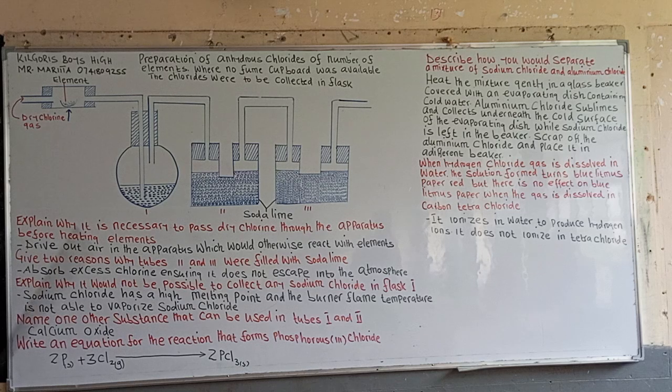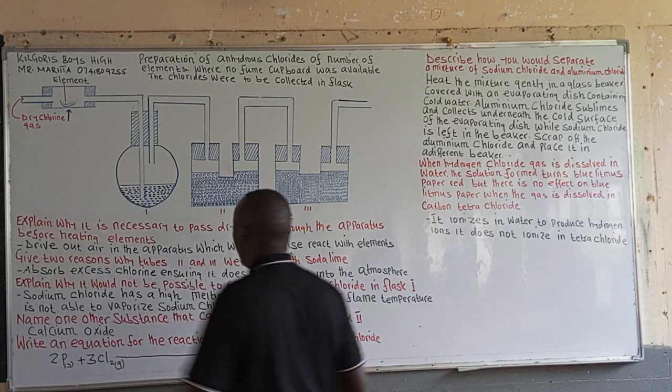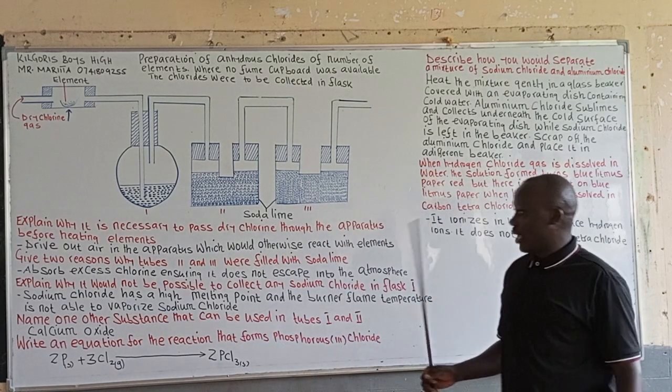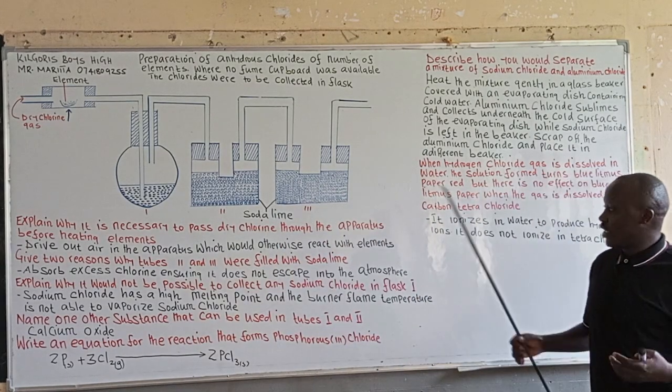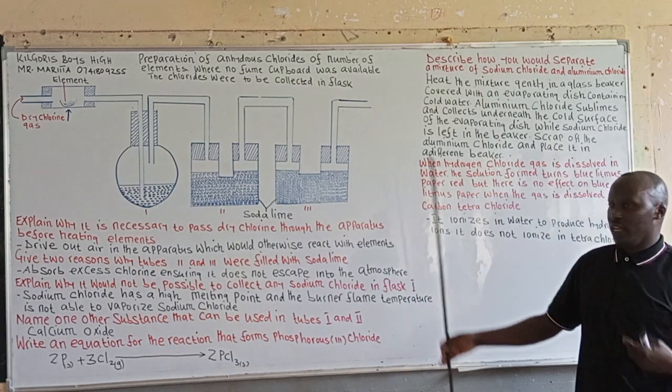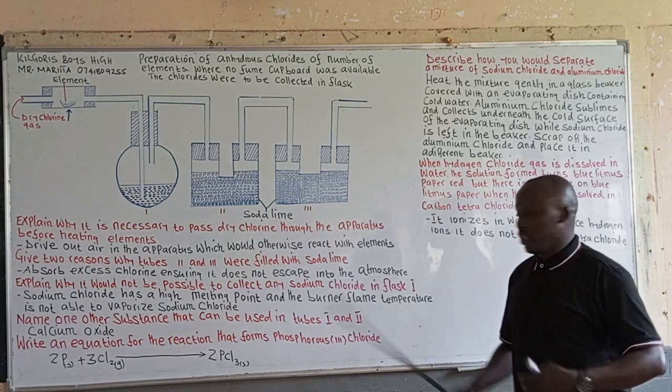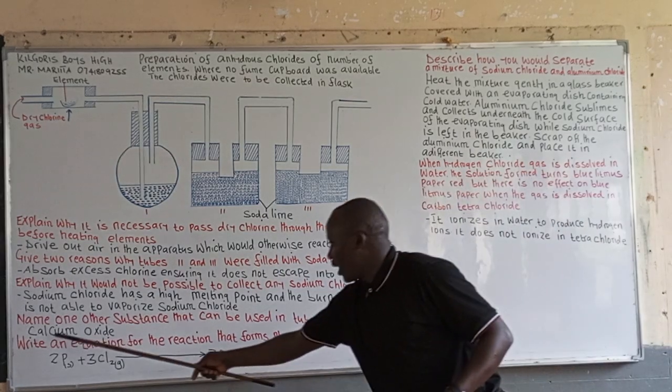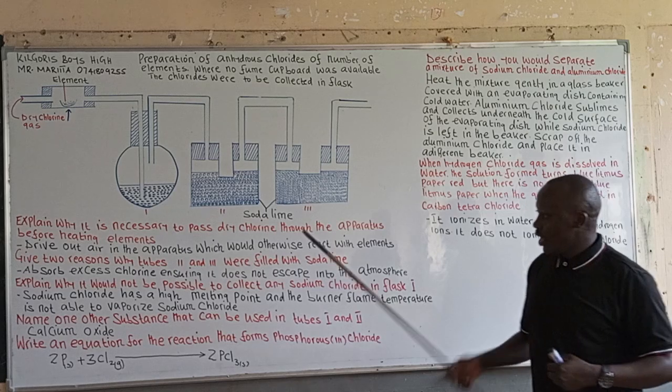Name one other substance that can be used in tubes 1 and 2. Here we are using the soda lime. What is the other substance which can be used in place of soda lime? So the substance is just calcium oxide.